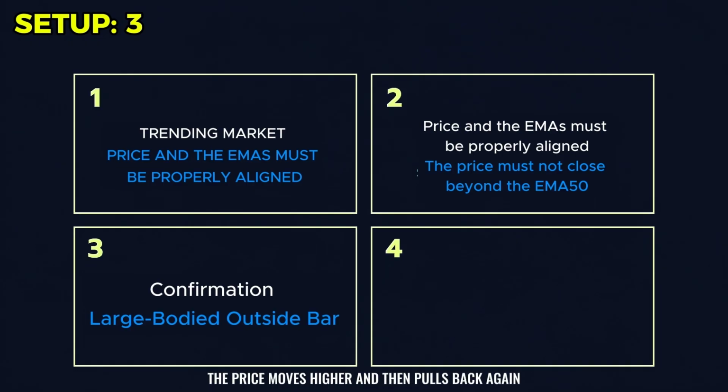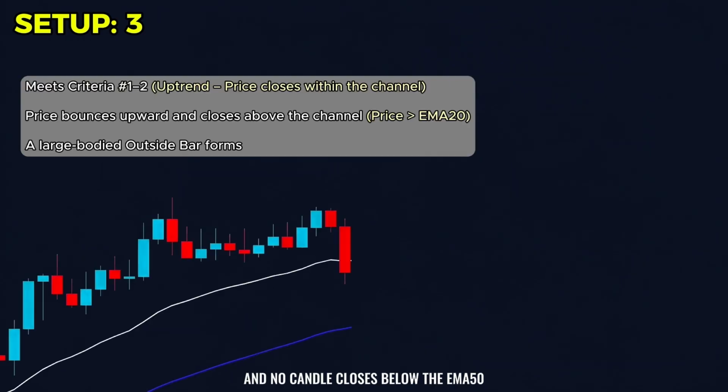Later, the price moves higher and then pulls back again. This time, it meets our criteria. The price closes inside the EMA channel, and no candle closes below the EMA 50. Therefore, we can look for a buying opportunity. Finally, on the far right, the price pulls back very aggressively.